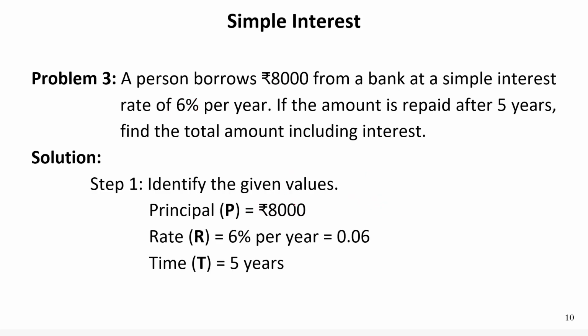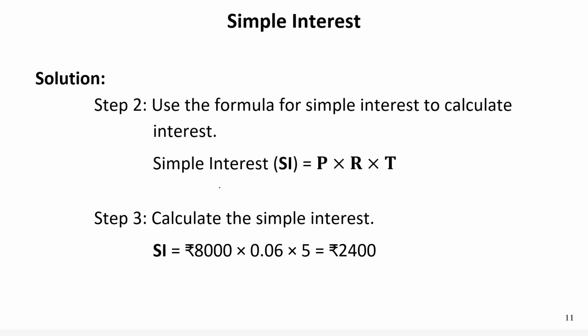So identifying the given values, what we are left with is principal is equal to 8,000, rate is equal to 6%, and in decimal form it is 0.06. Time is equal to 5 years. So using the formula SI is equal to PRT, we calculate the simple interest. So 8,000 into 0.06 into 5 is equal to 2400.